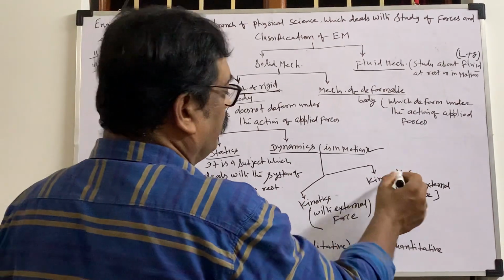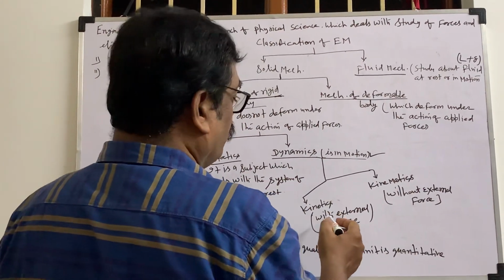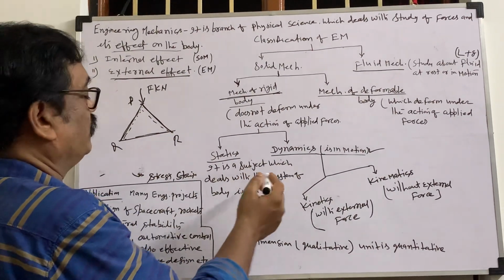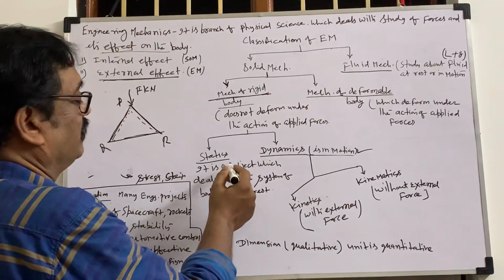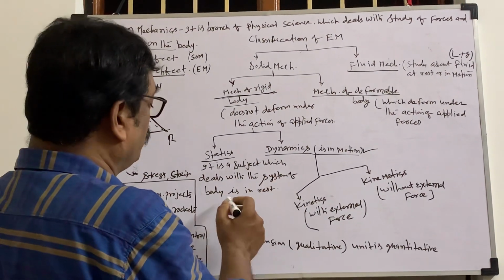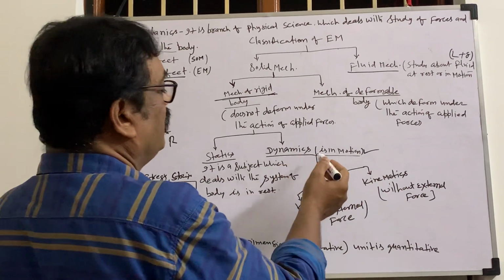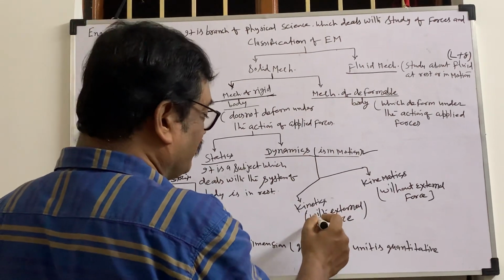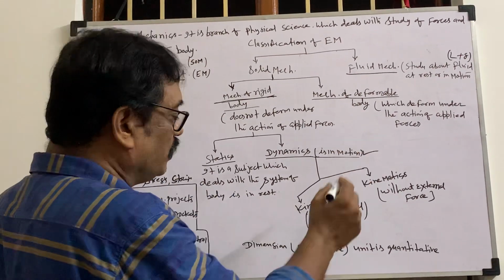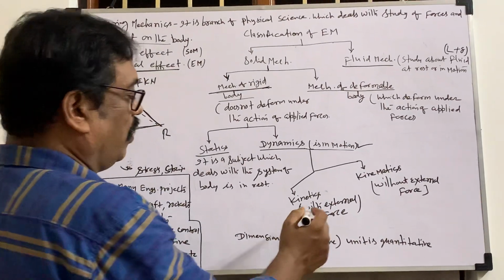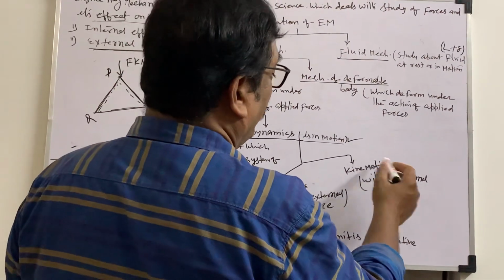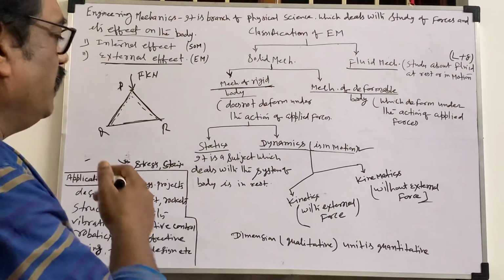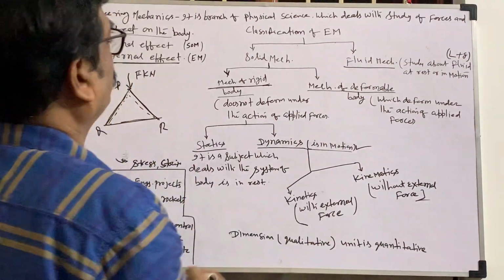So kinetics and kinematics both are the parts of dynamics. With external force, without external force, you have to include these definitions only. Again, listen: statics is the subject which deals with the system of body at rest. Dynamics, the system of body is in motion. Kinetics, system of body in motion with applied external force. Kinematics, without applying the external forces. So these are the classification of engineering mechanics.